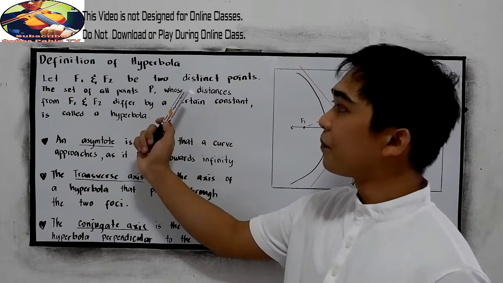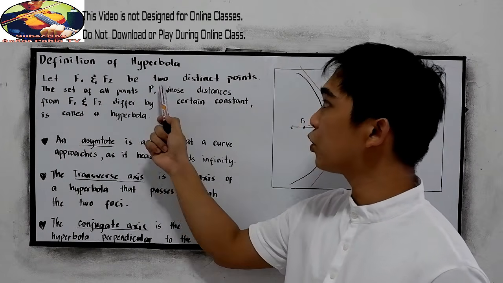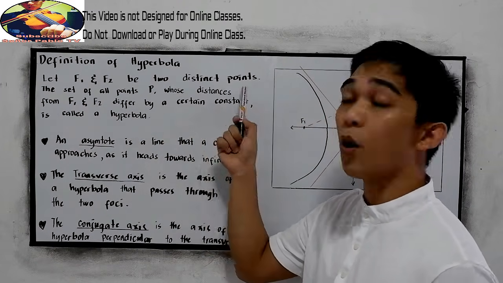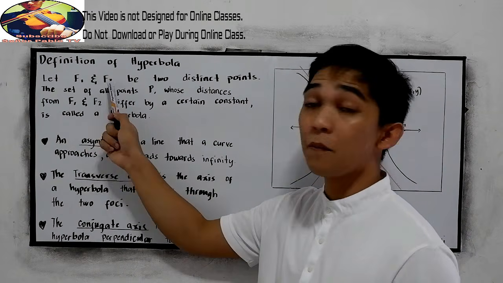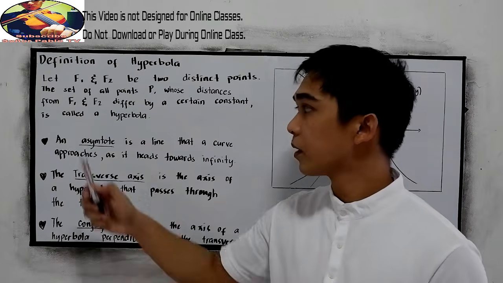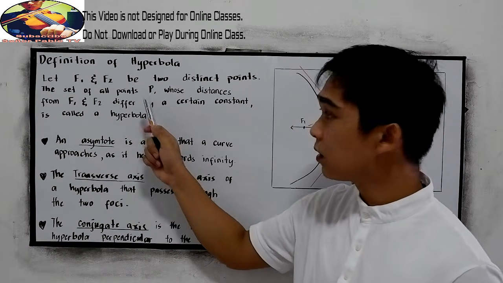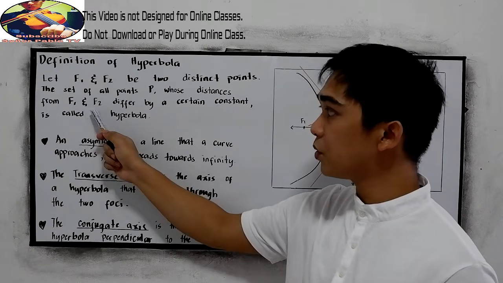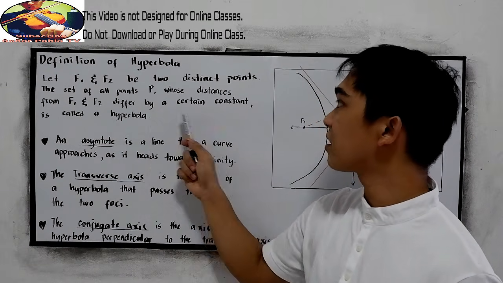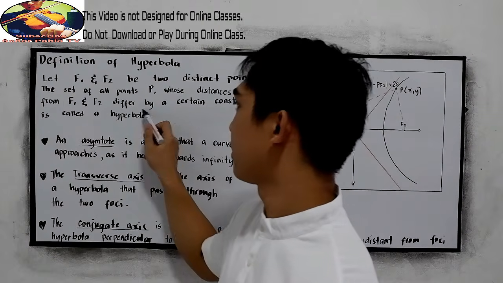A hyperbola. Let f sub 1 and f sub 2 be two distinct points. So our f sub 1 and f sub 2 are our foci. The set of all points, let's say P, whose distances from the f sub 1 and f sub 2 differ by a certain constant is called the hyperbola.